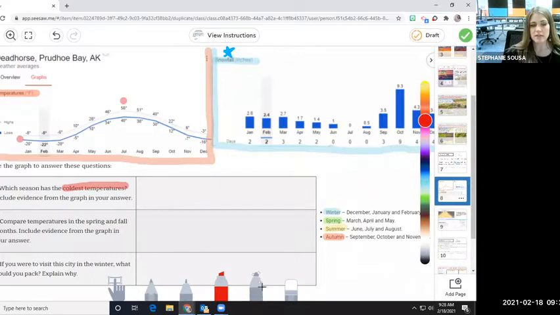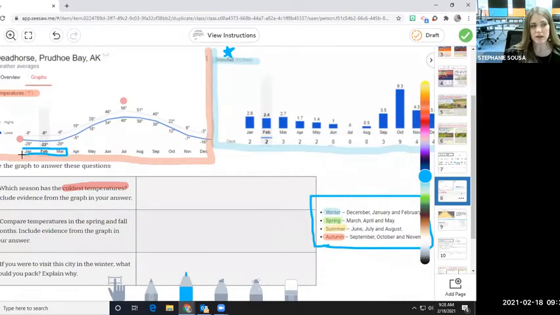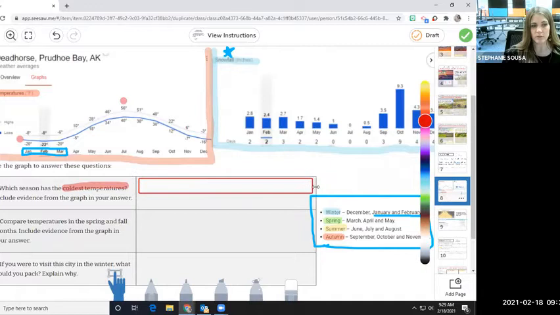We have our seasons guide over here, remember? So we can see what seasons are winter, spring, summer, and autumn. So let's take a look. I noticed that the coldest is over here in the -20s, and that's January, February, and March. Most of that is in winter, January and February. So which season has the coldest temperatures? We're going to type our answer with information from the graph. Winter has the coldest temperatures.